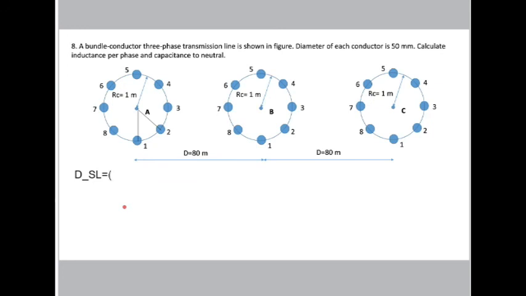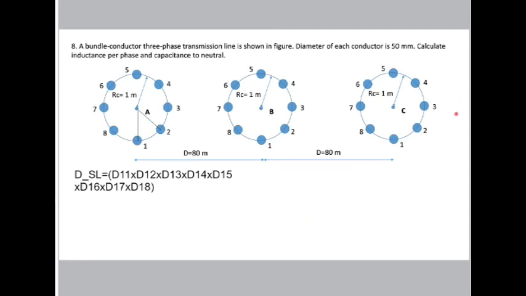DSL is equal to D11 times D12 times D13 times D14 times D15 times D16 times D17 times D18. What's the angle of that one? 45 degrees. Now we need the distance D12. Can you see? D11 is R prime. We said that one. That one is easy. If we know R, which is given from the diameter, we can find out R, which is okay. But for finding D12, what do we need to do?